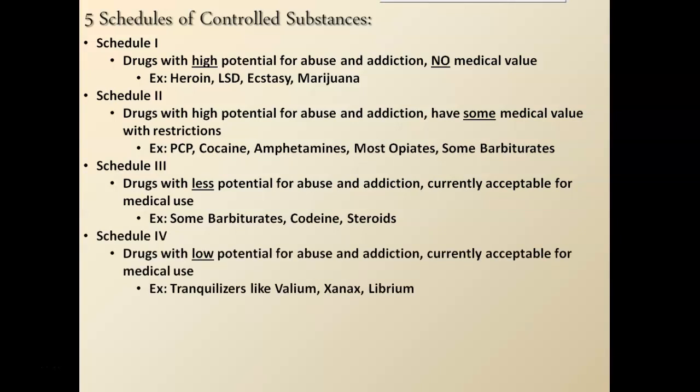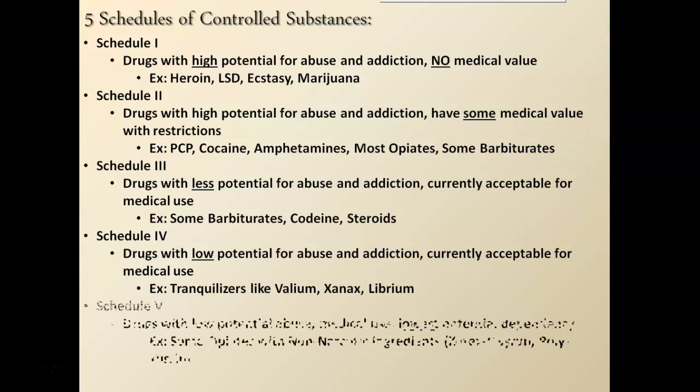All right, so Schedule 4, we're getting less in charges here. This would be if someone possessed drugs with a low potential for abuse and addiction. However, they are currently acceptable for medical use. Now, once again, this would be somebody who has drugs that were not prescribed to them. Maybe they were prescribed to somebody else, or maybe they were illegally made, but that means that they do not have a prescription for these drugs. So any of the tranquilizers, so Valium, Xanax, Librium, all fall under that. And we'll go into more of these later on this chapter too.